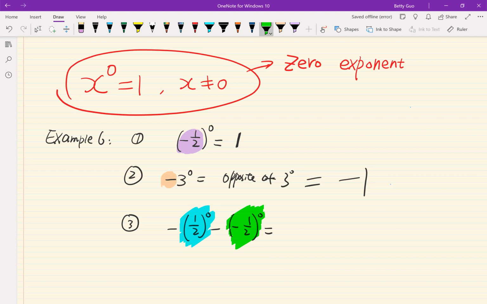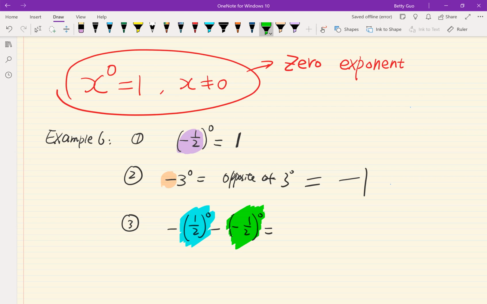Base is a negative half, right? Ian, what's the value for the green part? Exponent is 0. Base is a negative half, is not 0. Negative half is not 0. What's the value of it? Of the green? No, I mean this part. Only this part I highlighted in green. It's 1 power, right? Exponent is 0.